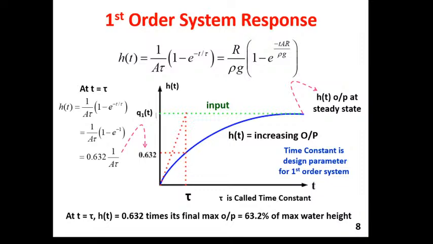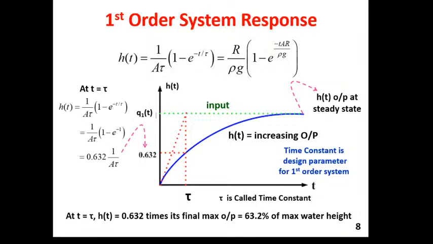So, if you substitute t is equal to tau in the output H(t) equation, what we find is H(t) is equal to 1 by a tau, 1 minus e raised to minus 1. 1 minus e raised to minus 1 is nothing but 0.632. Whatever is the maximum height of the liquid after the steady state period, there is a time which is given by tau.